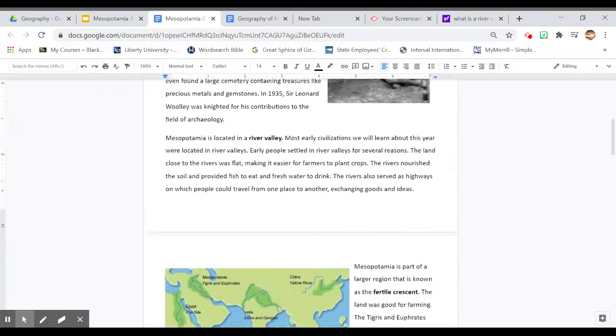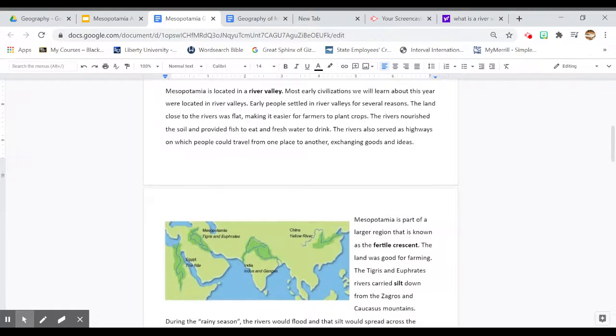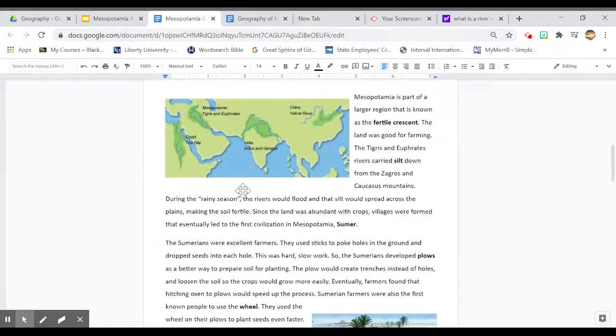Let's keep reading. Mesopotamia is located in a river valley. Most early civilizations we learn about this year were located in river valleys. Early people settled in river valleys for several reasons. The land close to the rivers was flat, making it easier for farmers to plant crops. The rivers nourished the soil and provided fish to eat and fresh water to drink. The rivers also served as highways on which people could travel from one place to another, exchanging goods and ideas.